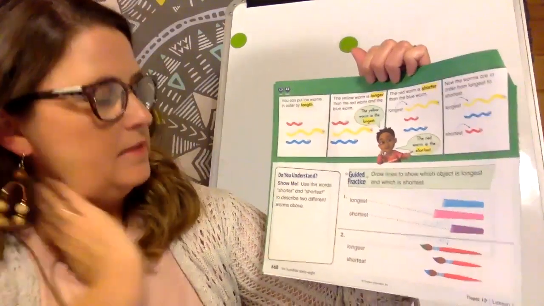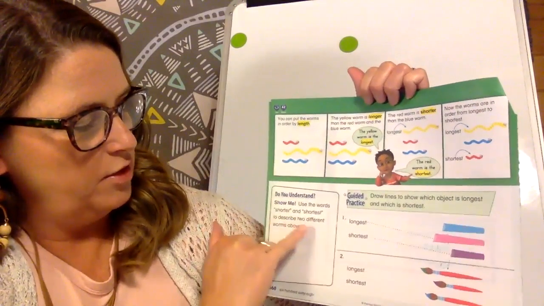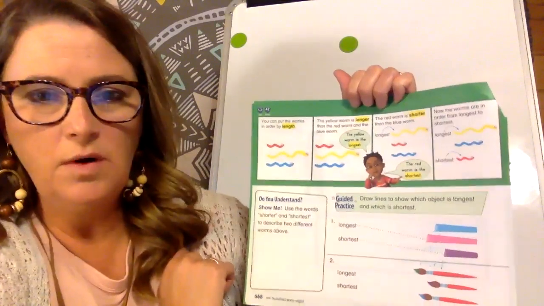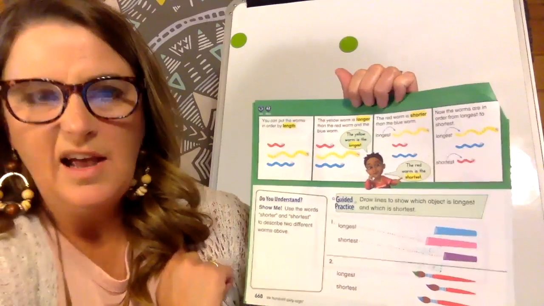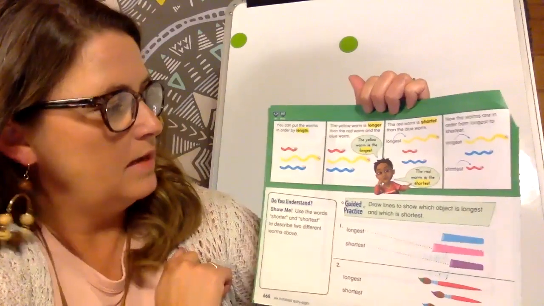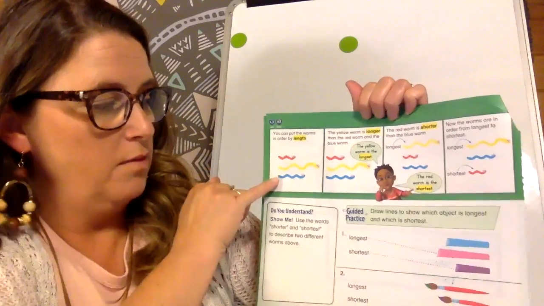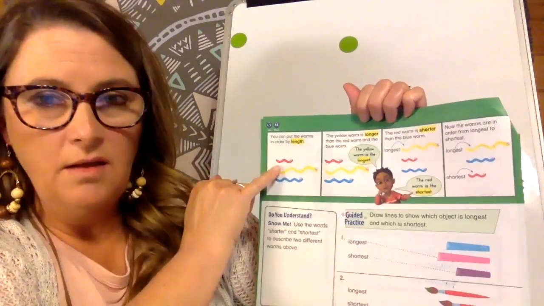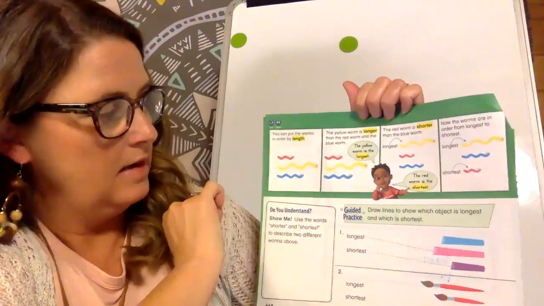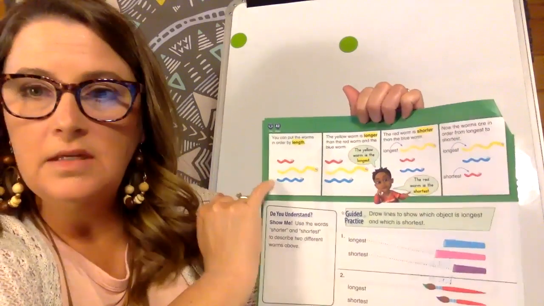Okay, so it says, do you understand? Show me. It says, use the words shorter and shortest to describe two different worms above. Okay, so if I wanted to use the words shorter and shortest, I could describe two different worms above using those words. Okay, so if I looked at the red worm and the blue worm, I could say that the blue worm is shorter than the yellow worm. The red worm is the shortest. Okay, I could also say if the blue worm is shorter, the red worm is shortest.